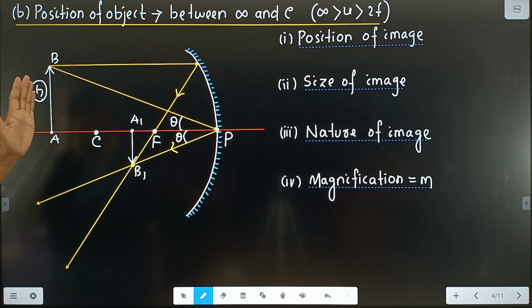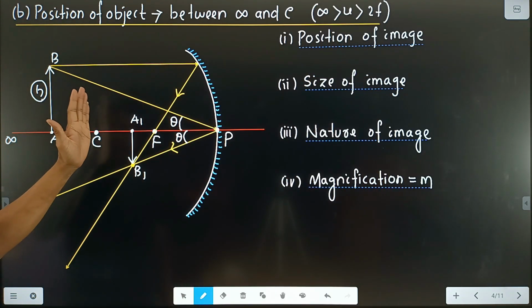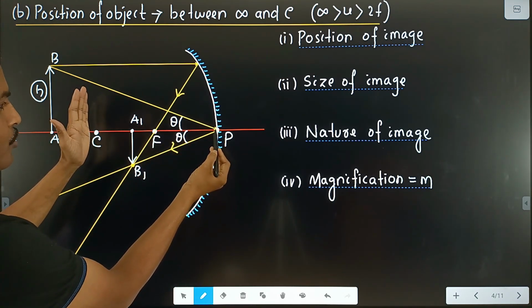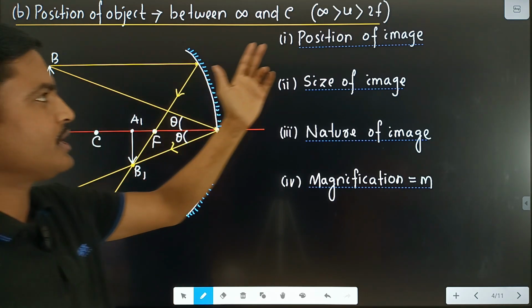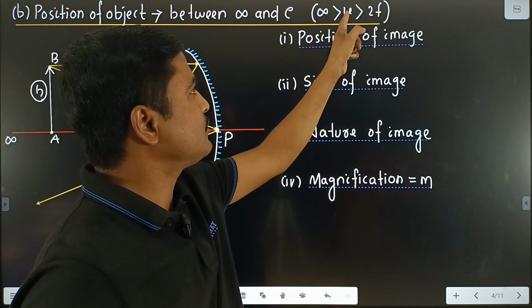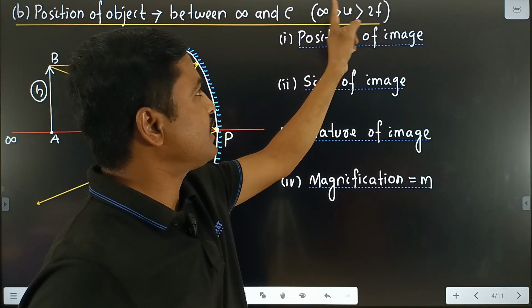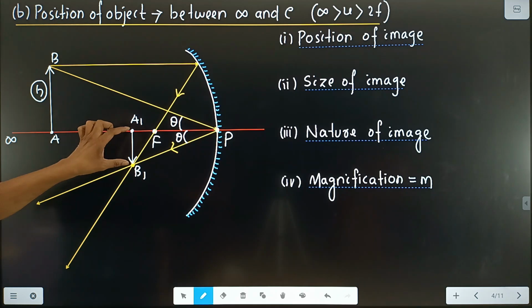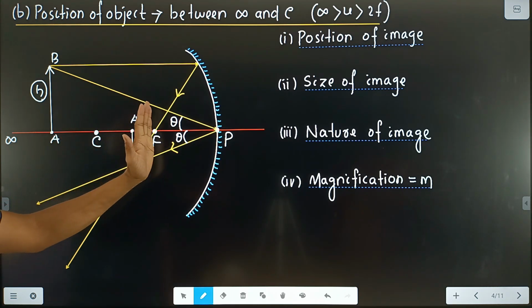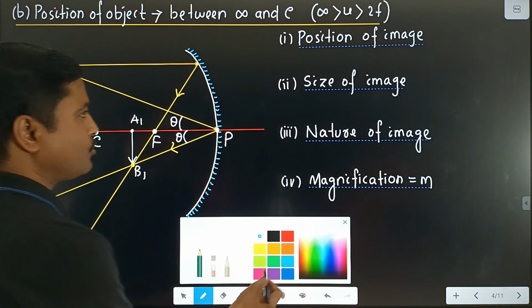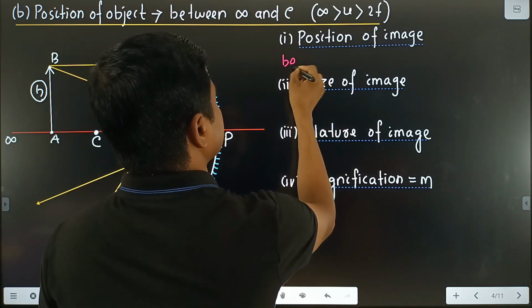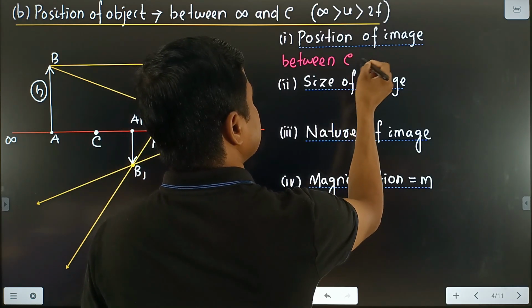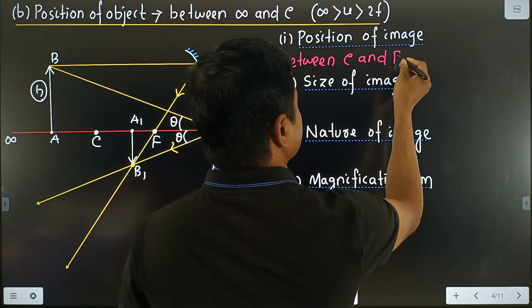Then, what is the position of the image? Look at the figure. The object is situated in between infinite and center of curvature. Center of curvature means the distance of the center of curvature from the pole, that is P to C. PC we write as twice F. That means if the object is situated in between infinite and twice F from the pole, then this one is the image. The image is formed in between center of curvature and focus. So we write the position of the image is between center of curvature C and focus F.